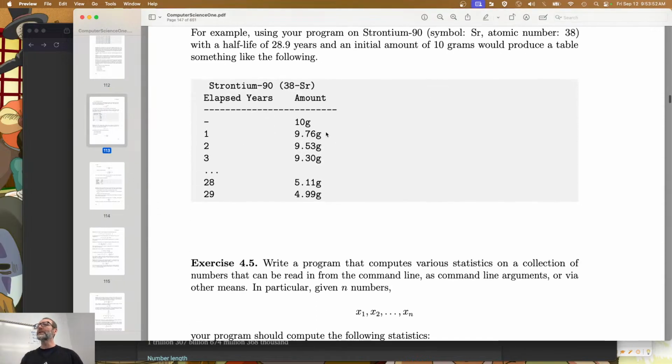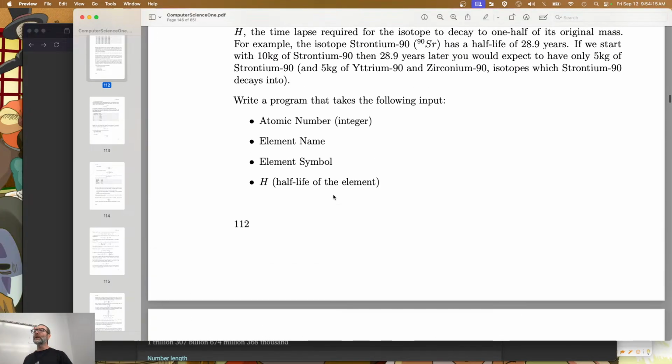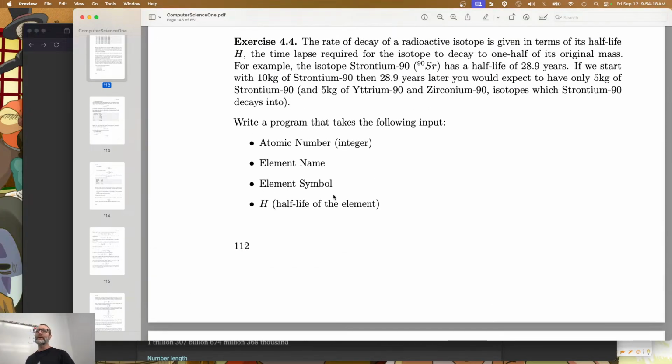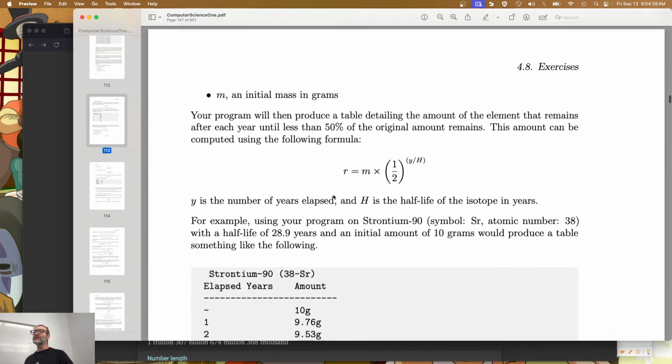But this table represents what happens over time, right? After 2 years, you would only have 9.53 grams left. After about 29 years, because the half-life is 28.9, you would have 4.99 grams. In other words, you have half as much as you had before. Okay? So let's go ahead and produce that table by reading in the following inputs. I'm just going to hard code these. I have an atomic number, which is an integer, an element name, an element symbol, a half-life, and an initial mass in grams. And we have to produce this table.